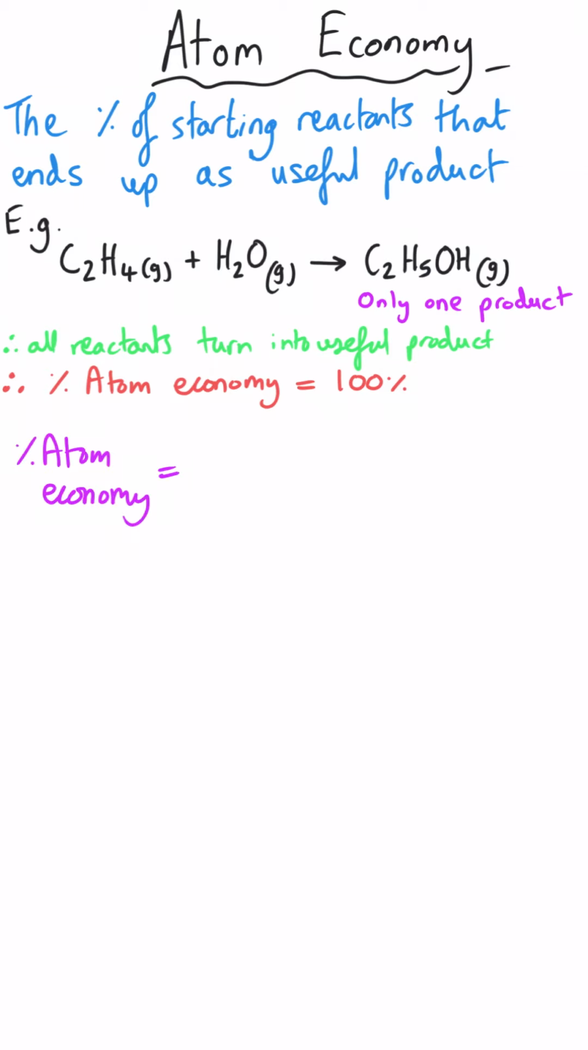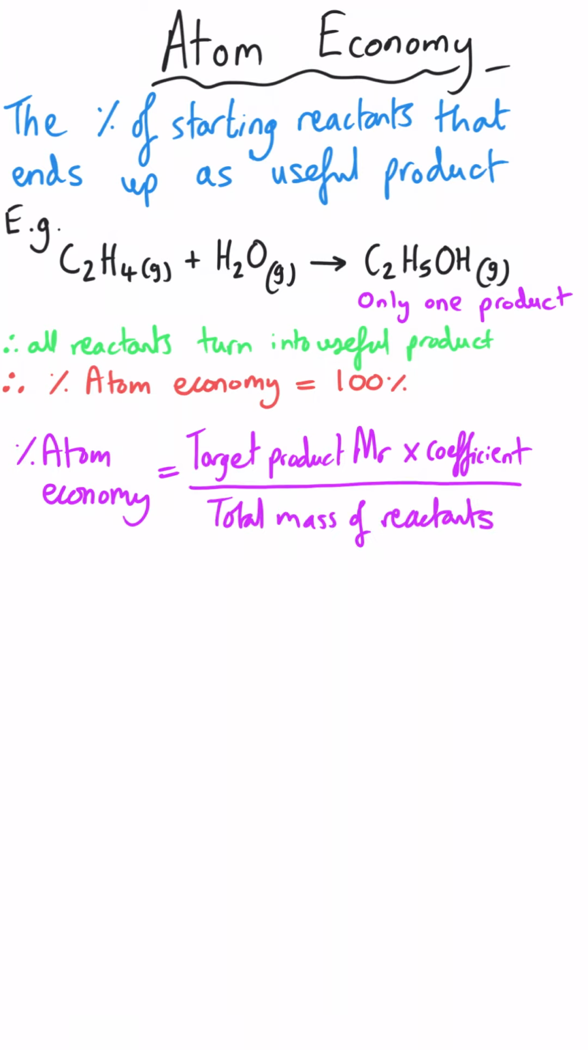Now, to calculate the percentage atom economy, what you need to do is take the relative formula mass of the desired products, multiply it by how many times it appears in the chemical equation, and divide it by the total mass of all of the reactants.